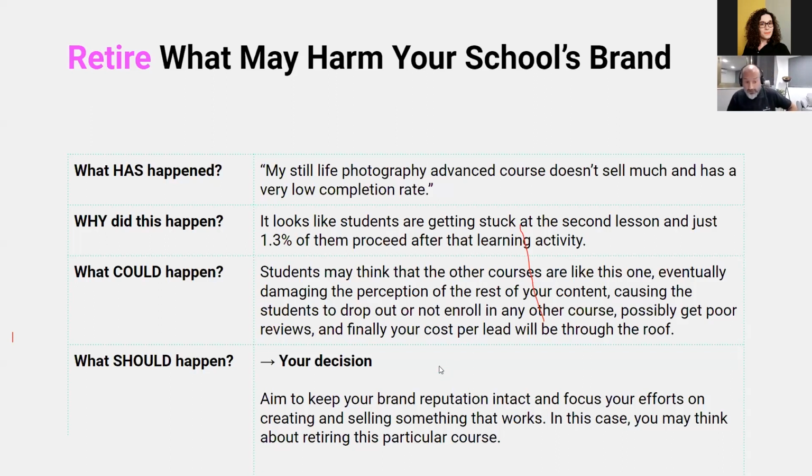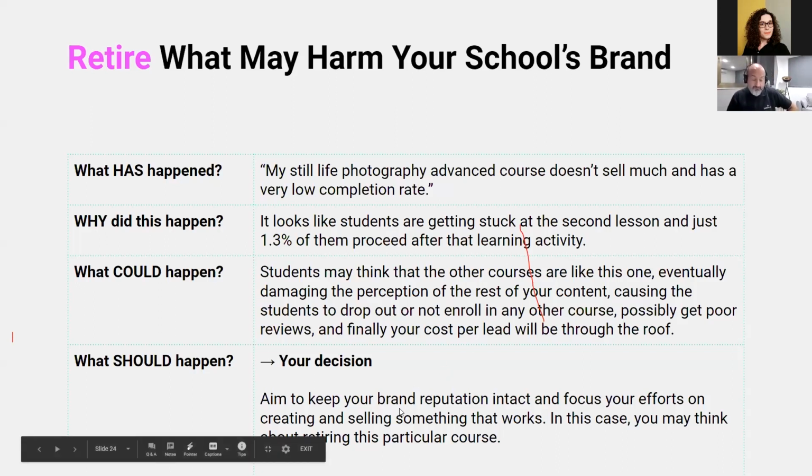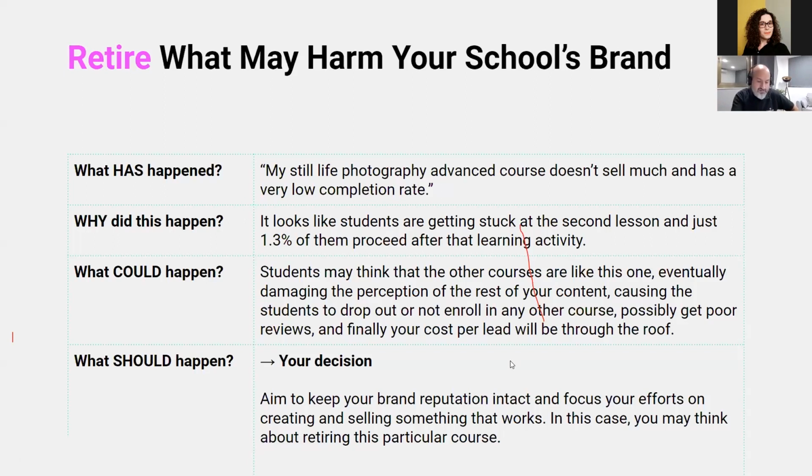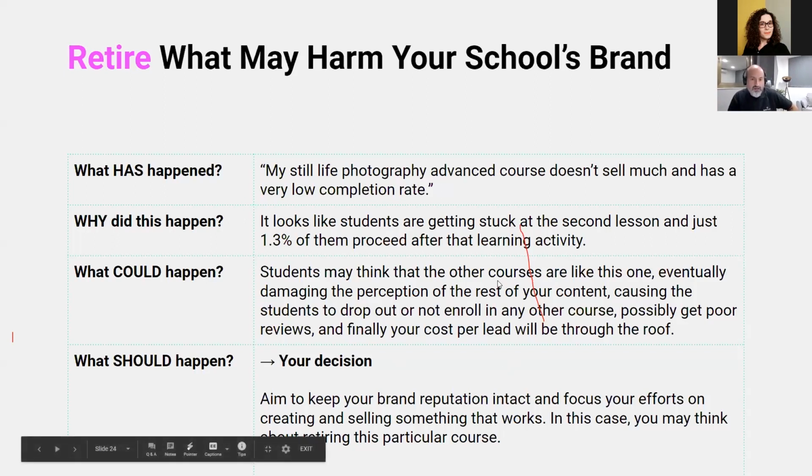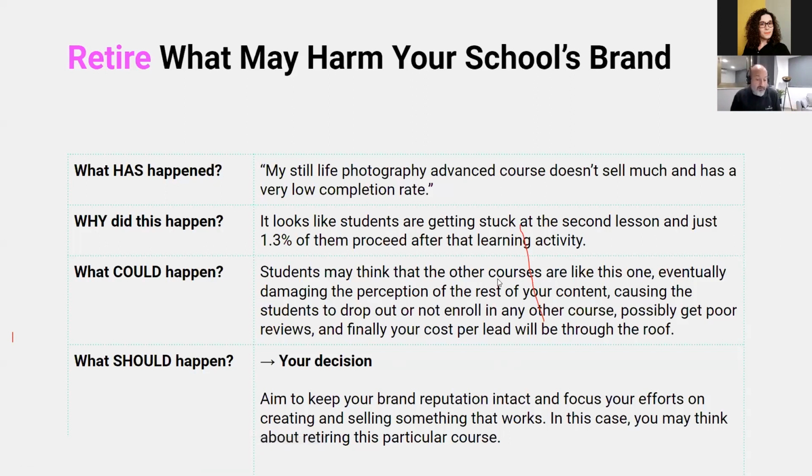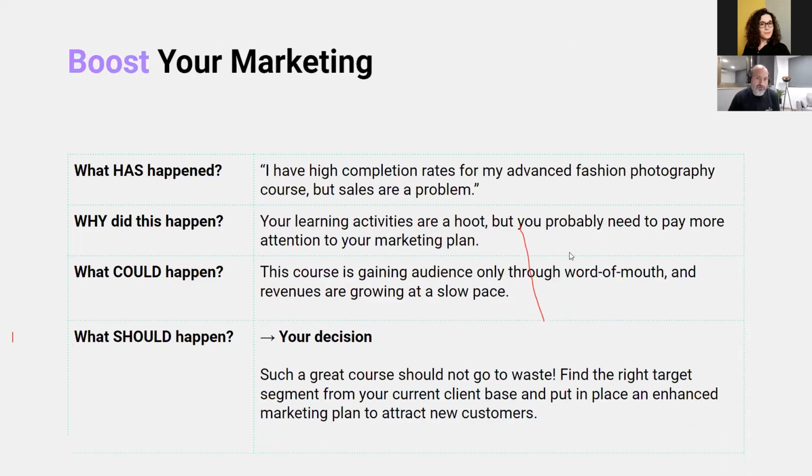So what to do here? One option, if you want to keep a high quality school and a great brand reputation and focus on creating something that works, is to retire this particular course. Courses are not for forever, so you should be able to make a different decision: retire, create something new, adapt your school, based on data again, and work on something that you know will work much better.